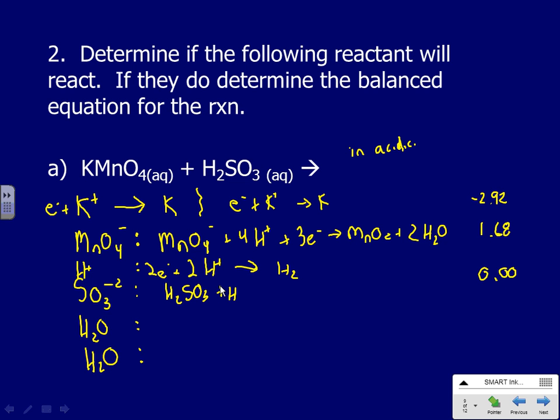H2SO3 plus water. Could somebody tell me what the product side is so I don't have to flip? Actually, I've got my sheet right here. Is it SO4 2 minus, 4H plus, and 2 electrons? And we flipped this, didn't we? So what does it make it? Negative 0.20. Excellent. Now we have to find our 2 water ones, which is the oxidation and the reduction.